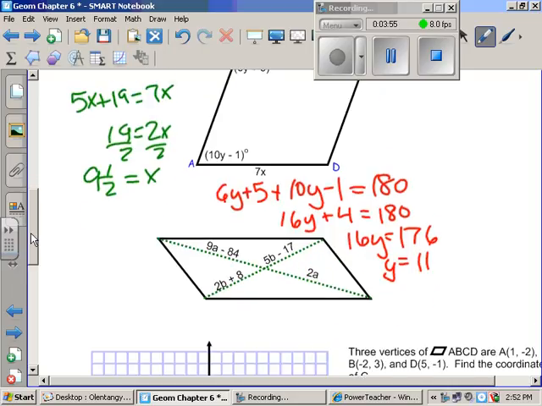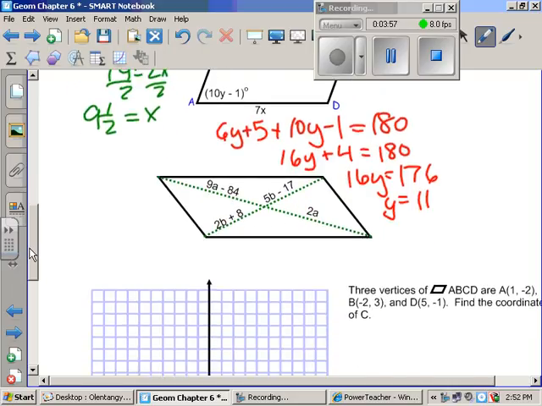Okay? And the last characteristic is that the diagonals bisect each other. So I can solve for b by setting these two equal to each other. 2b plus 8 is equal to 5b minus 17. So 3b is equal to 25. So b is equal to 8 1/3.